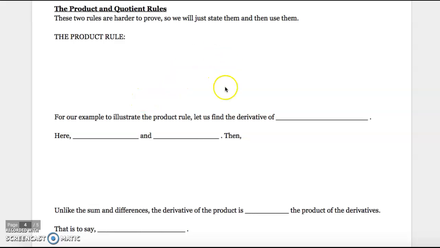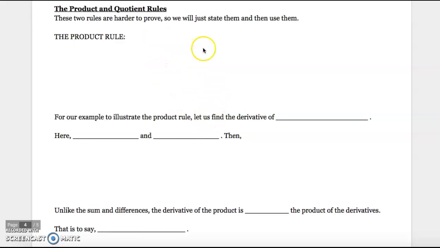Okay, so we've spent some time looking at the power rule and finding the derivatives of radicals and rationals and lots of the fun ways that you can rewrite those functions as powers of x. And so now we're going to start looking at the product and quotient rules. They are much harder to prove. So there is a nice proof for them, but you don't have to know it for calculus AB. So we're just going to go ahead and state them and use them.